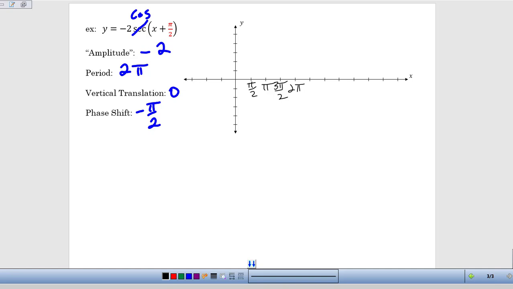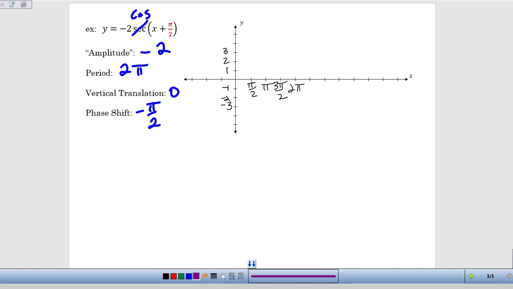So since we have an amplitude of 2, probably counting by 1s is not unreasonable. So we can count up 1, 2, 3 going up, -1, -2, -3 going down. Let's make that actually look like a 3. There we go. And so now we're ready to sketch our graph.